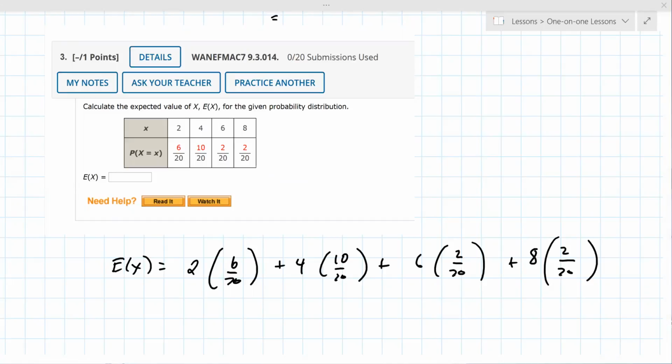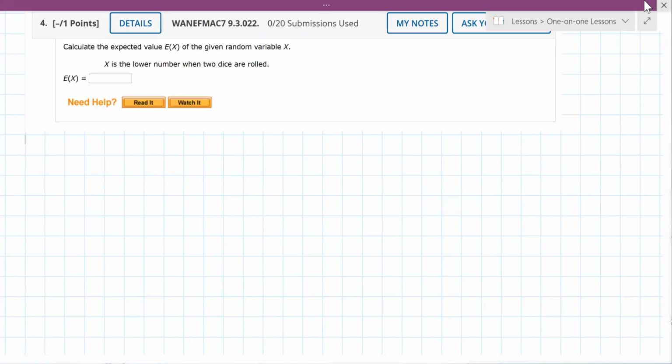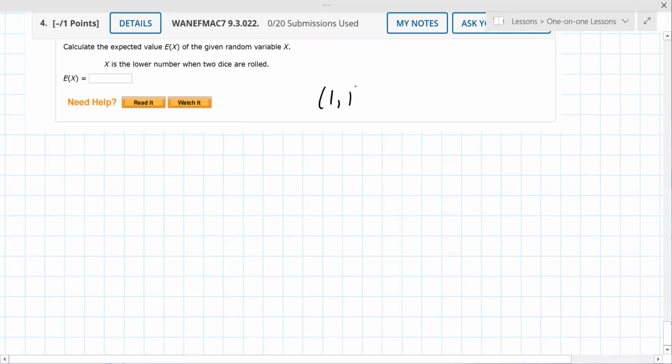All right, question 4. Calculate the expected value of the given random variable. Okay, so x is the lower number when 2 dice are rolled, and I've probably snipped in this sample space for it. It goes from 1 1, 6 1, and if you go down, and then if you go to the right, it goes 1 6, and then if you go all the way down the corner, it's 6 6.